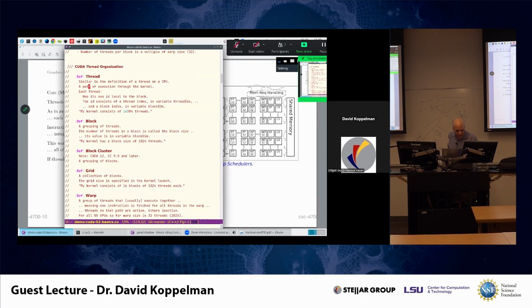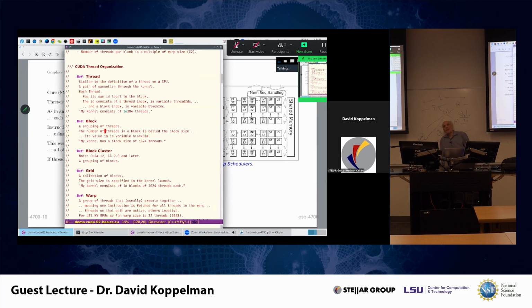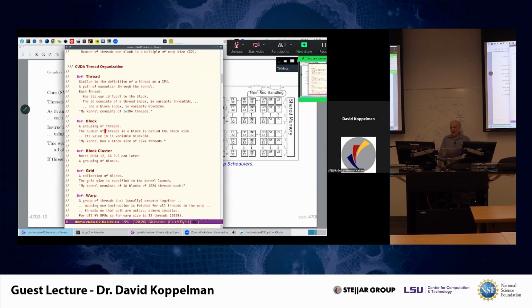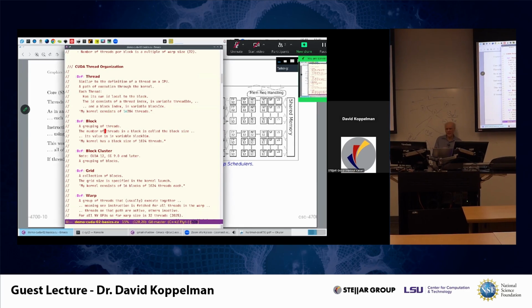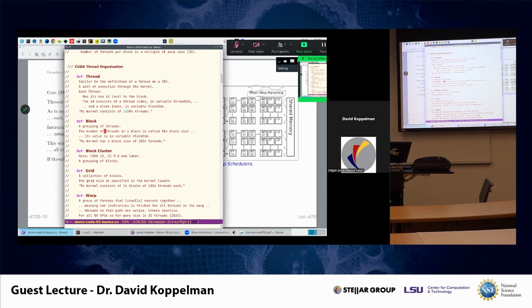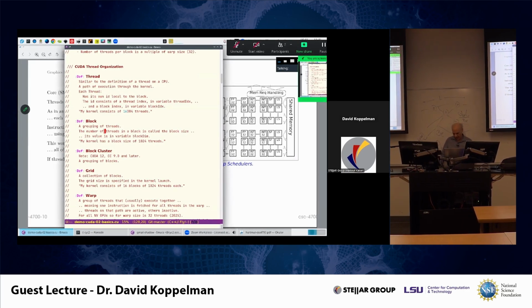We know what a thread is. So a block is a grouping of threads, and the threads within a block can share. A block is assigned to an SM. A block cannot be split between 2 SMs. It has to go on one.